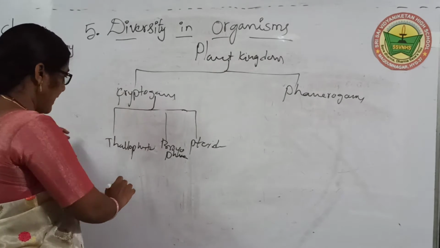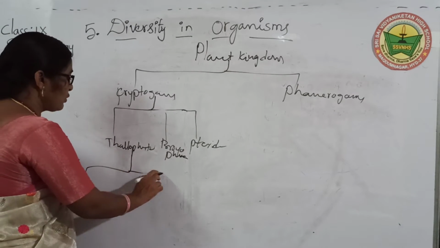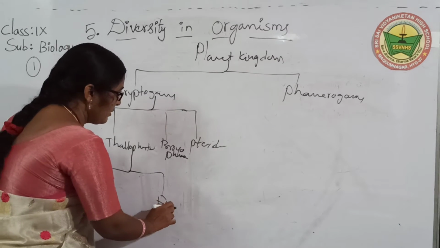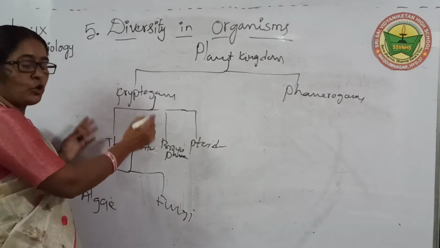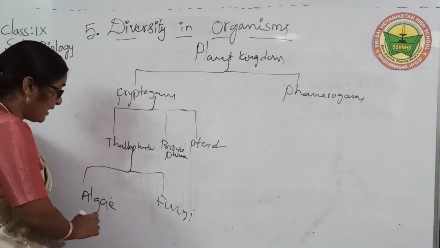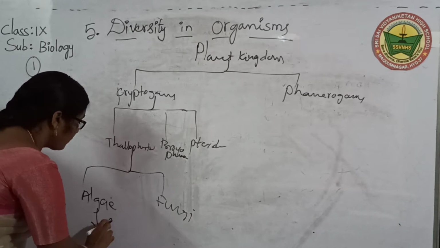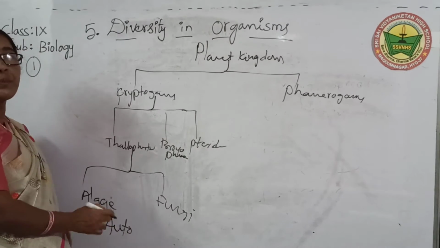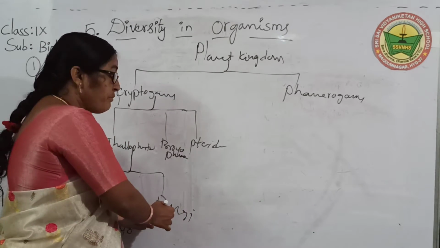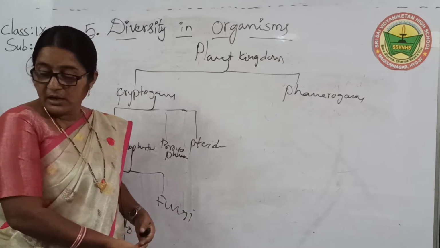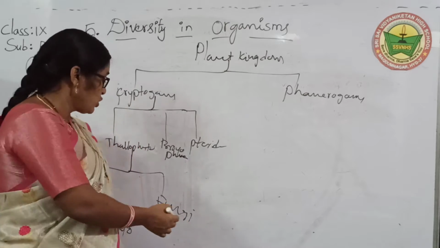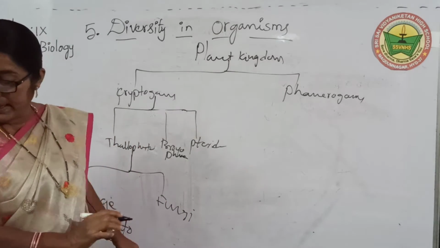Thallophyta is again divided into two groups. What are the two groups? Algae and fungi. Children, you already know these groups. Algae have which condition? They are autotrophic. Autotrophic means they can synthesize their own food. Fungi are heterotrophic. Heterotrophic means they depend on others.